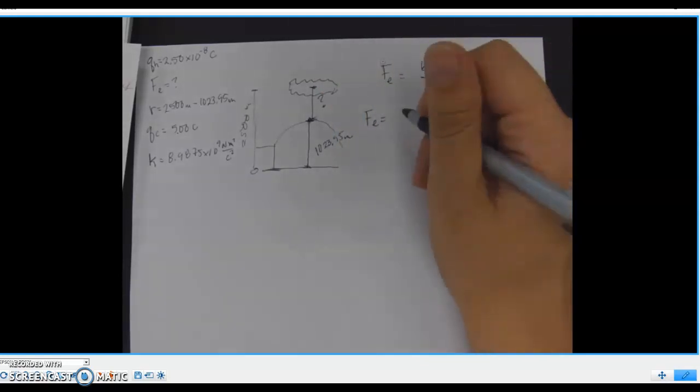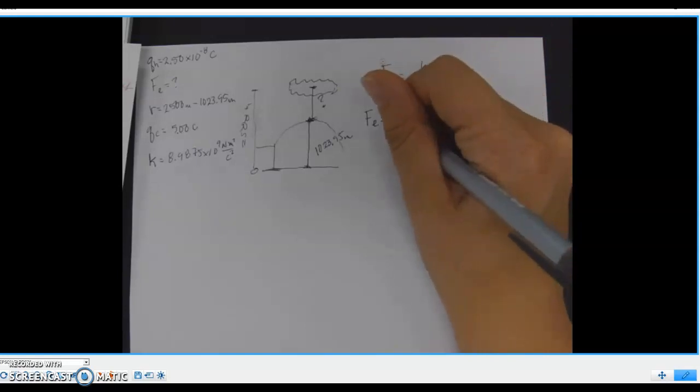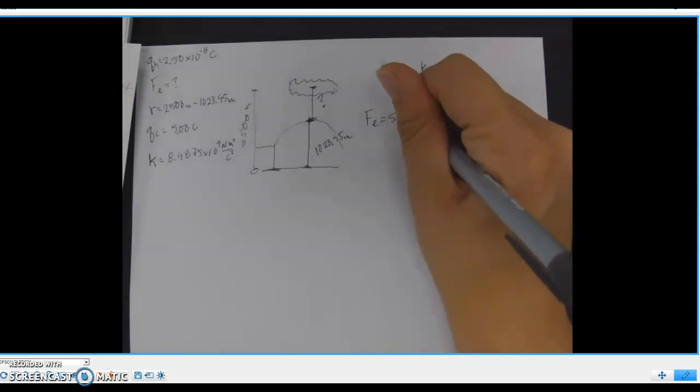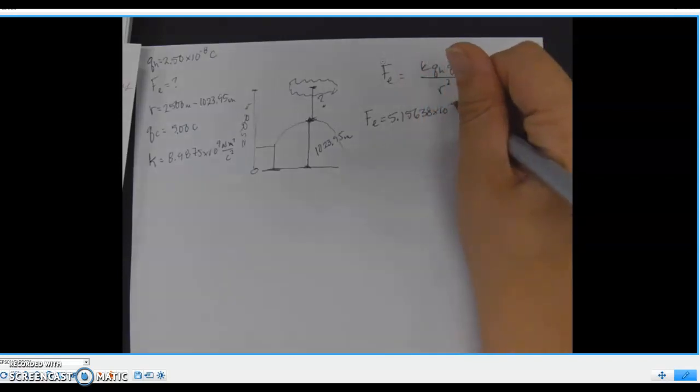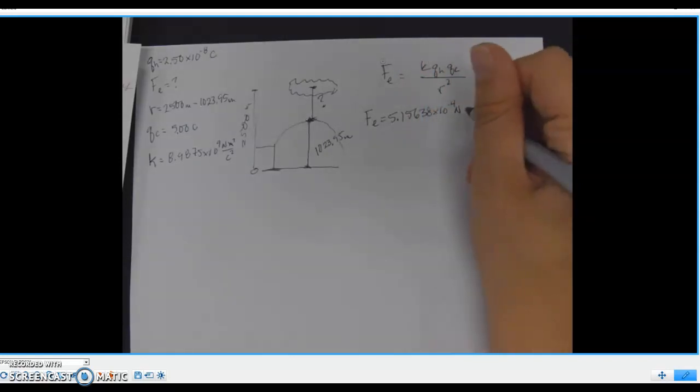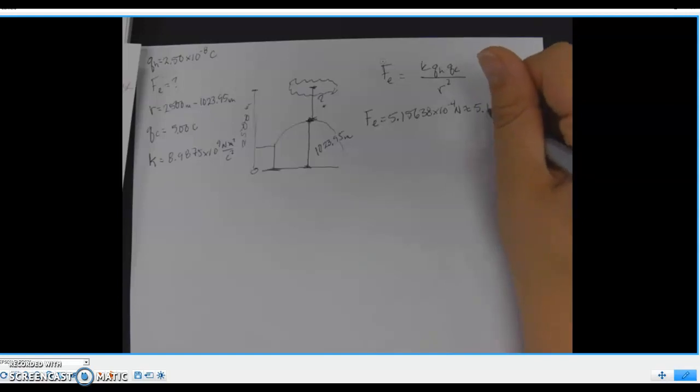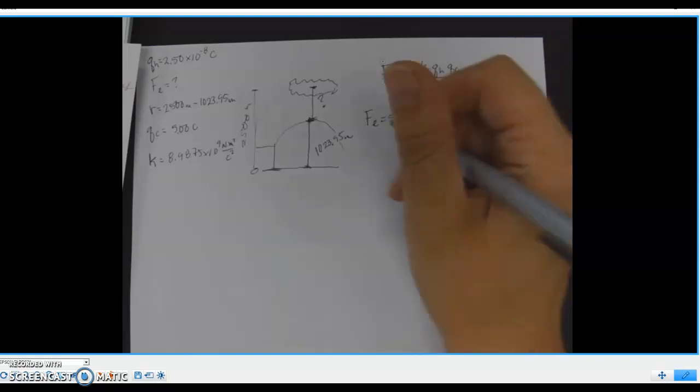Because when I plugged in those numbers, I got a long final answer of 5.15638 times 10 to the negative 4 newtons, because this is a force, which is about, for significant figures, 3 sig figs, 5.16, and this will round up to 6 times 10 to the negative 4 newtons.